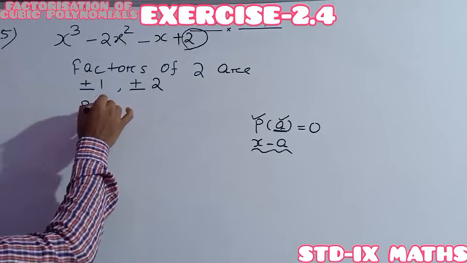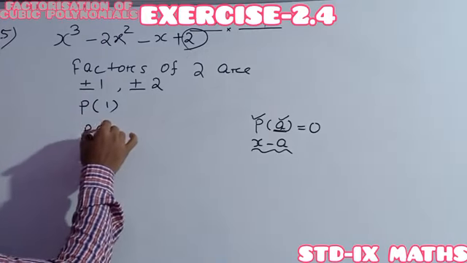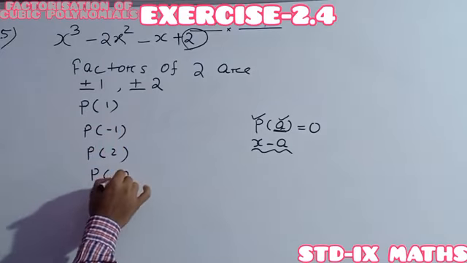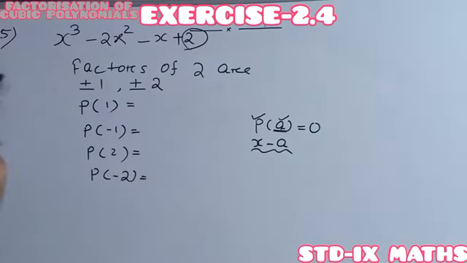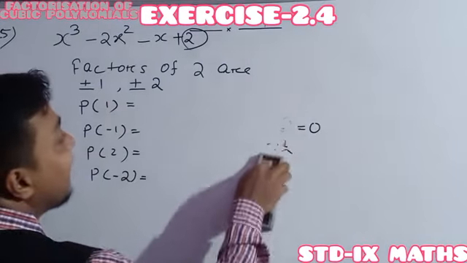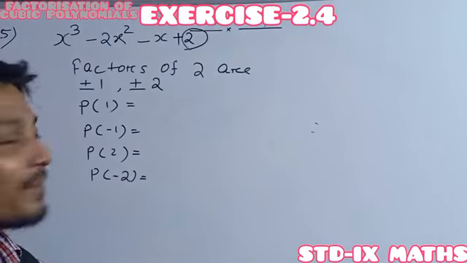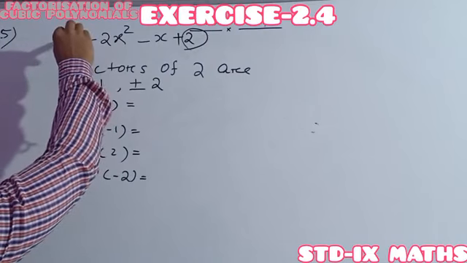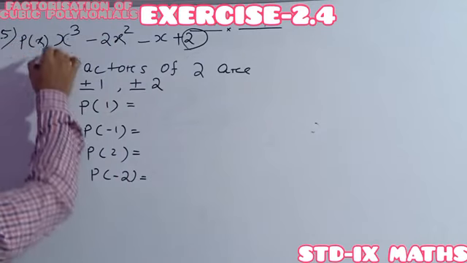See, P of 1 will be how much? Then after we will check P of minus 1, how much will it be? Then after P of 2, how much? Then after P of minus 2, how much? Our intention, our target is anyhow to find out one of the factors. How to find it? Whenever P(a) is 0, then x minus a is a factor. See, P of 1 will be how much? P of 1 means in the polynomial, this one is the polynomial, actually this one is P(x).